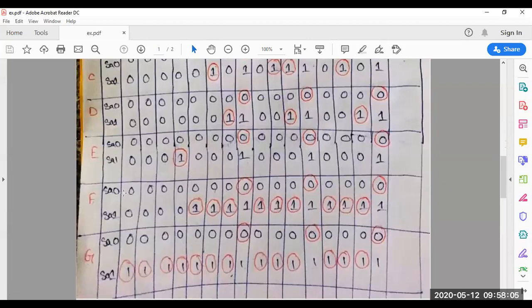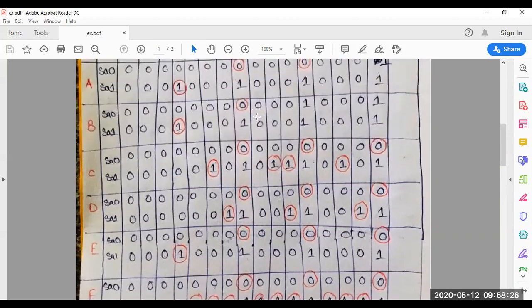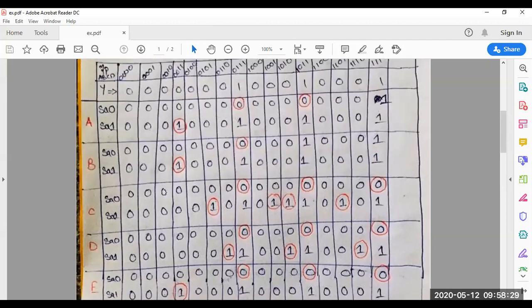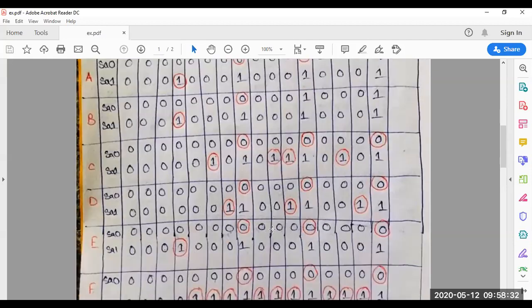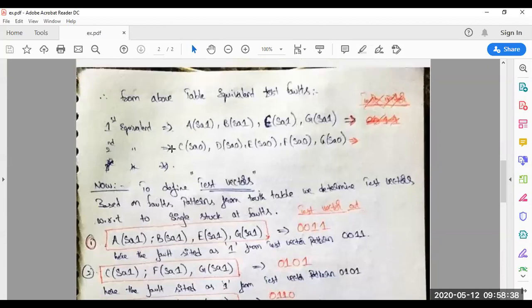In the same way, F stuck at 0, which is noted as 0, 0, 0. E stuck at 0 at this line, I have the same resulting output. D stuck at 0 also gives the same resulting output, and C stuck at 0 as well. So totally I have C stuck at 0, D stuck at 0, E stuck at 0, F stuck at 0, and G stuck at 0. You can see this is the second equivalent set.